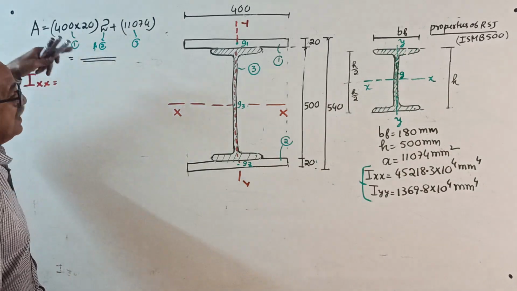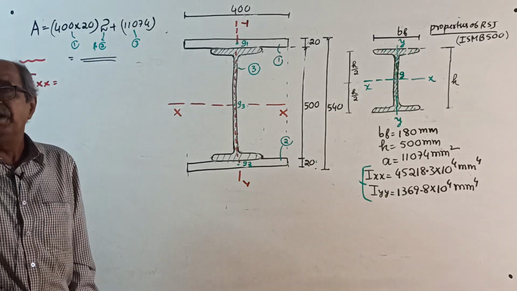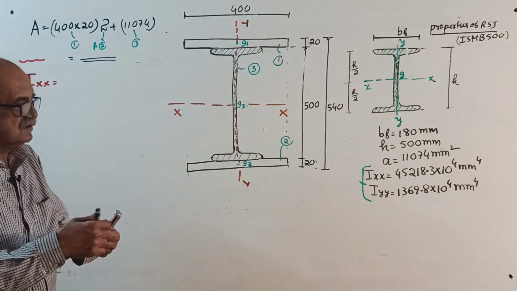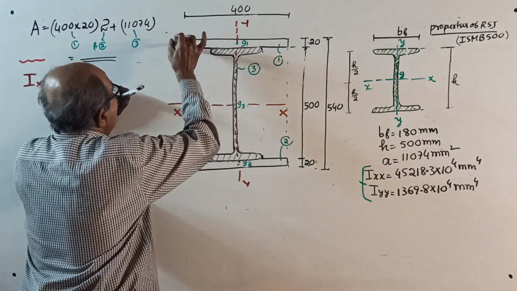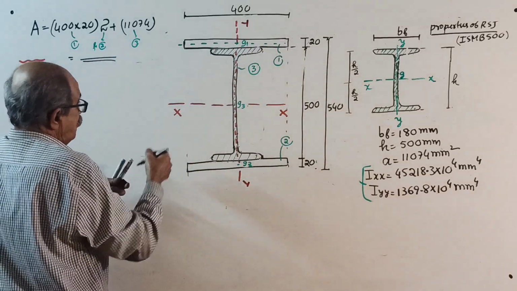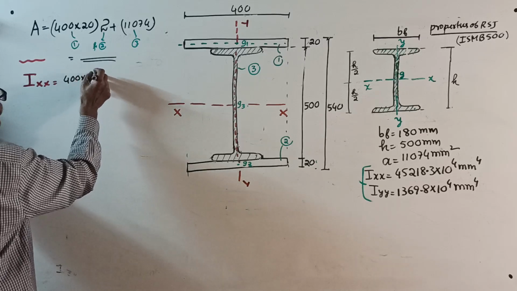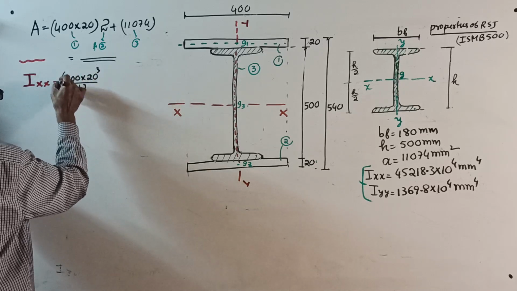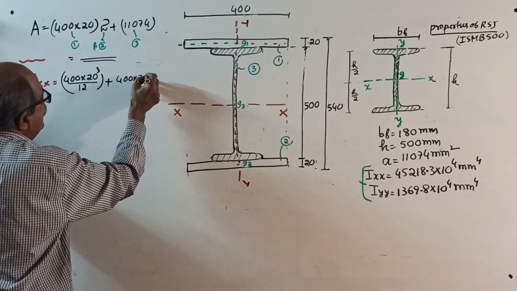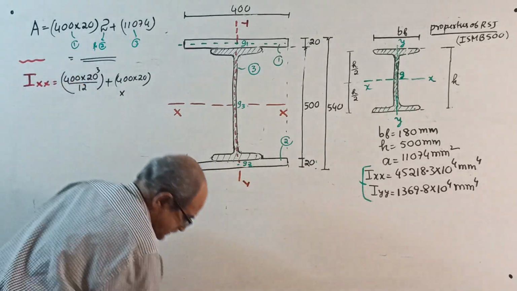Question number 88. I wrote it in each question. I was telling it 10-15 times: I about any axis equals Ig plus A h square. Write everything. Start first. I about its own center, axis parallel to x-axis, is 400 into 20 cube by 12. That is Ig, plus area, 400 into 20, multiplied by the distance squared. You should write what this distance is.